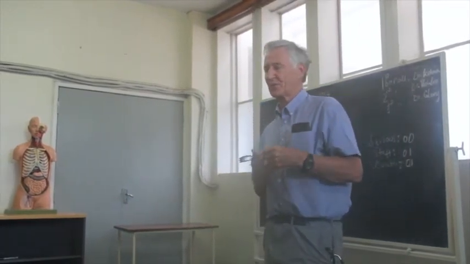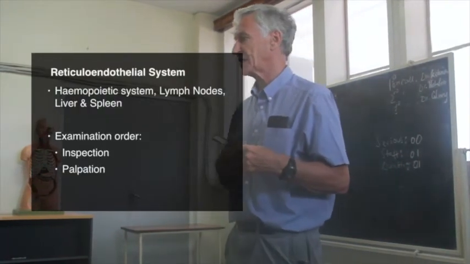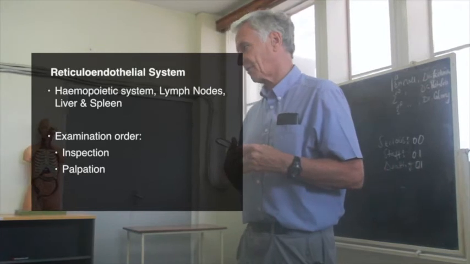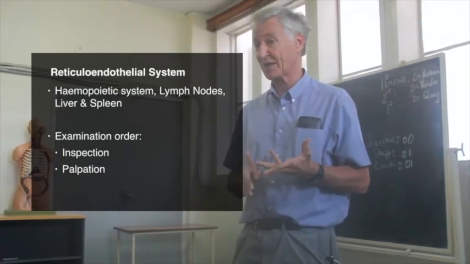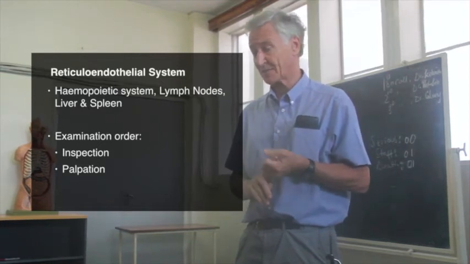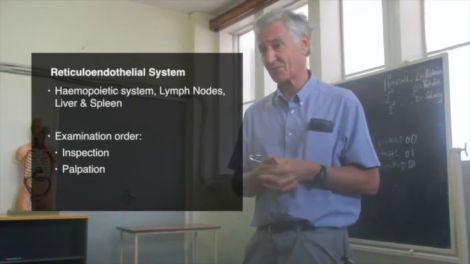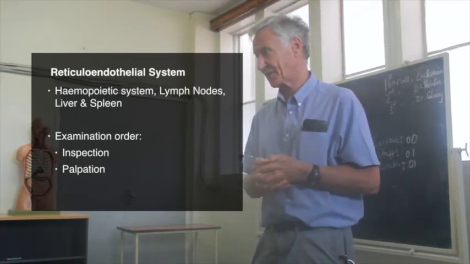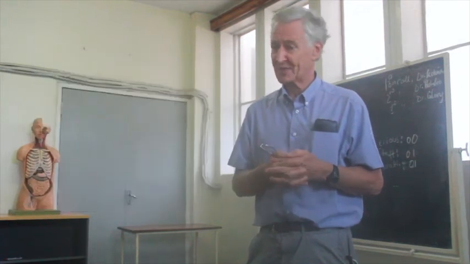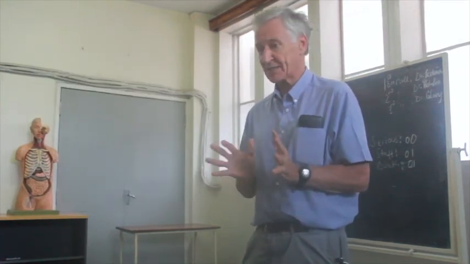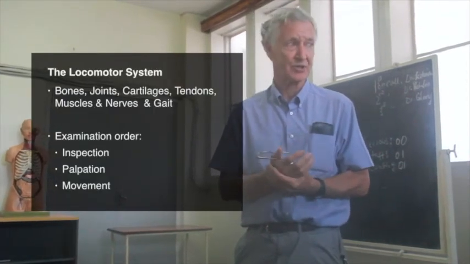Moving on to the reticuloendothelial system, we've mentioned that already this week, I think. That just involves looking at the patient's lymph nodes and their liver and spleen, and asking them, do they have problems? In this case, it's examination, not systems review, but you're emphasizing the question of lymphadenopathy and organomegaly. The locomotor system is about examining joints and spine and gait, and usually in that order.